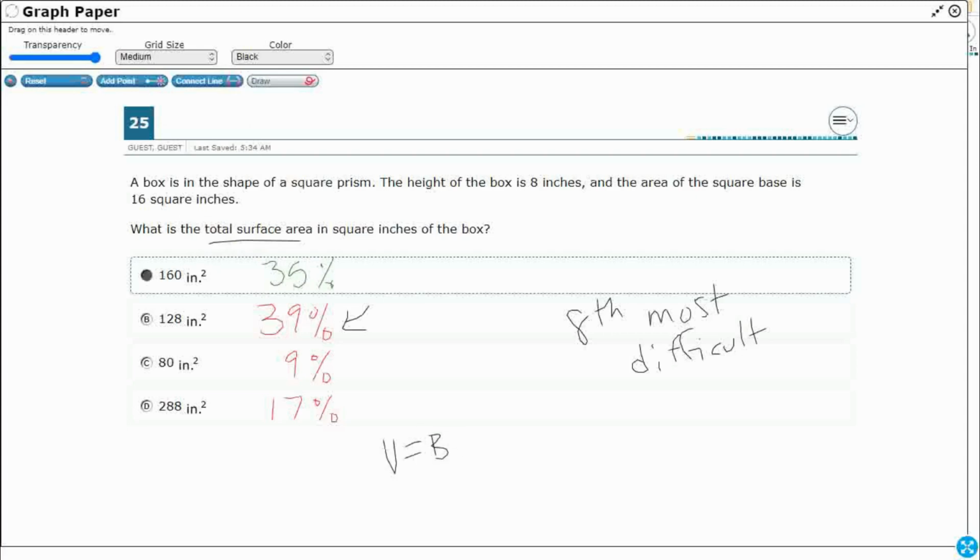That's base times height. Look what they give us, the height and the base. So what would happen if we multiply 16 times 8? Well, guess what you would find? 128 inches. The problem is it's inches cubed, not inches squared. So the 128 is the volume, but we don't need that. We need the total surface area.